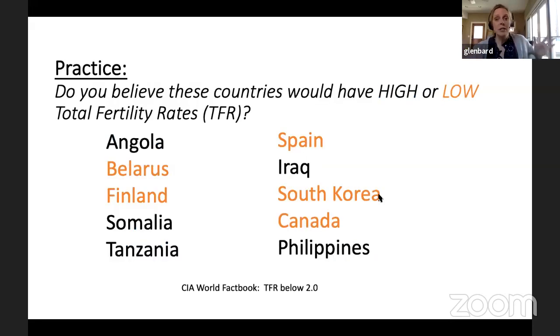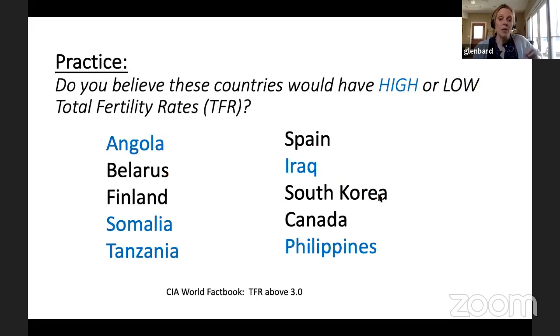Hopefully then, ta-da, you were able to place these other countries as countries that are going to have low total fertility rates. And we'll talk a little bit more about Northern Europe coming up. But you'll notice we've got Eastern Europe, Western Europe, South Korea, so East Asia, and then obviously North America as well. Notice these are total fertility rates below 2, and these are total fertility rates above 3.